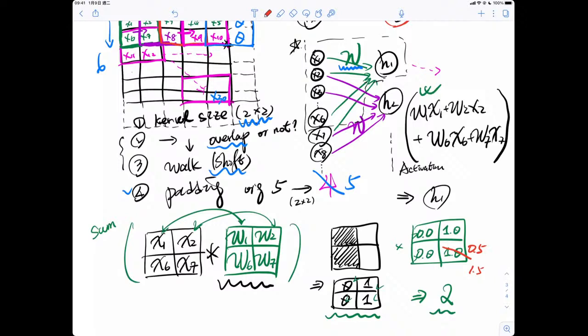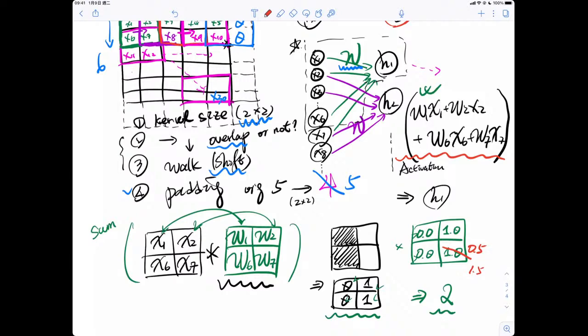So if the weight is exactly the same as the original data, after we do the product, the vector product, the value of the output should be larger.